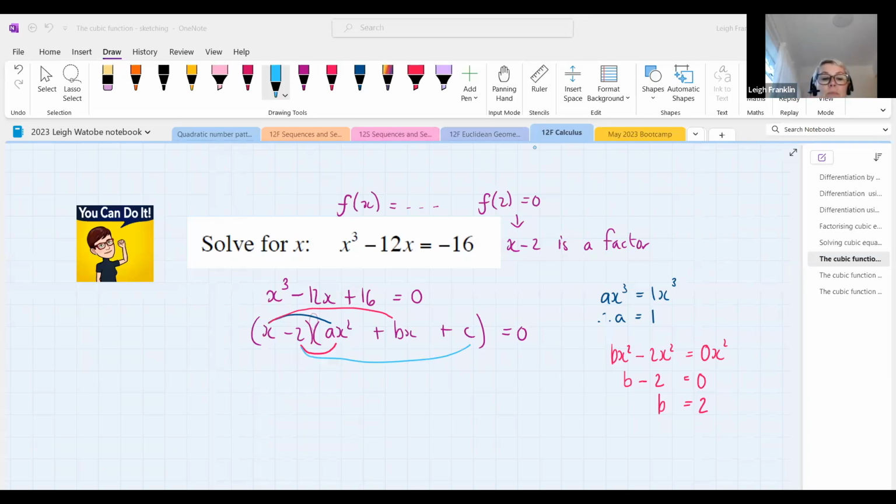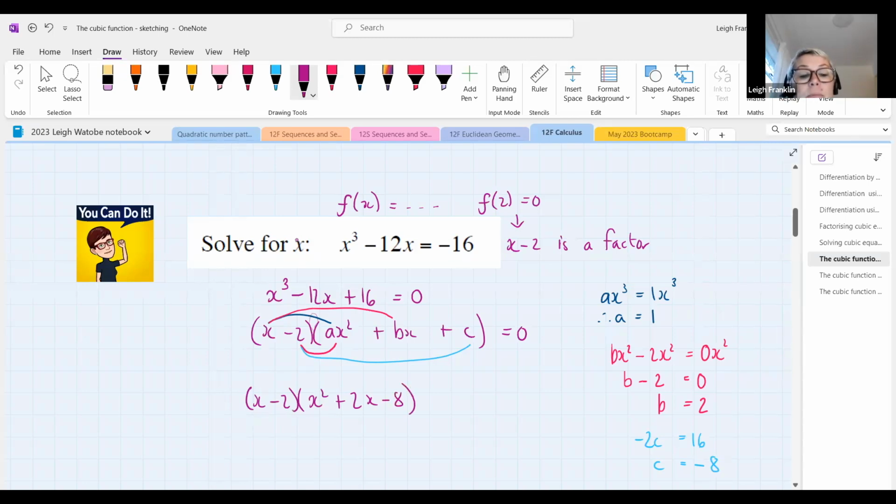So what are we going to multiply negative 2 with? Negative 2c is equal to 16. That's it. Well done. Negative 2c is equal to 16. So c would be equal to negative 8. All right. Well done, Nolatundo. That's great. All right. So now we've got x minus 2 times 1x squared plus 2x minus 8.